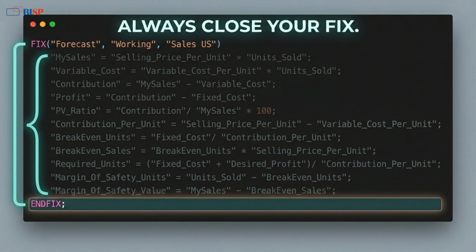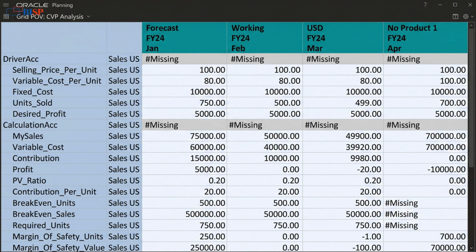And we close with end fix. Every fix block must be closed, always. Now let's look at the actual SmartView output from Oracle Planning across 4 time periods: Jan, Feb, March, April.